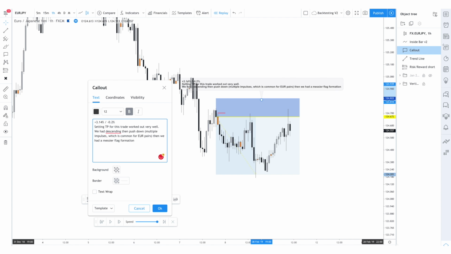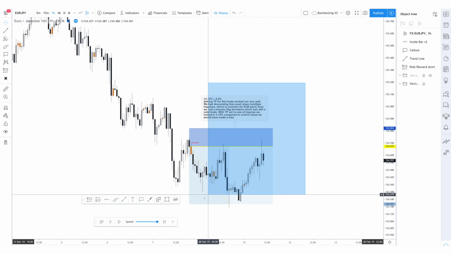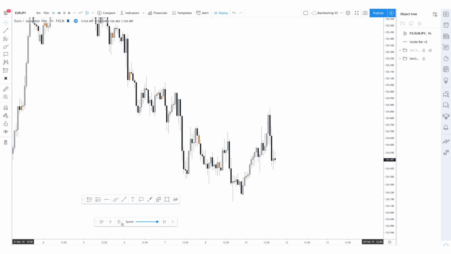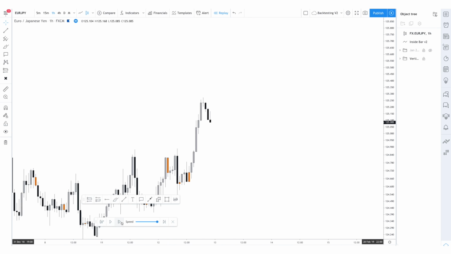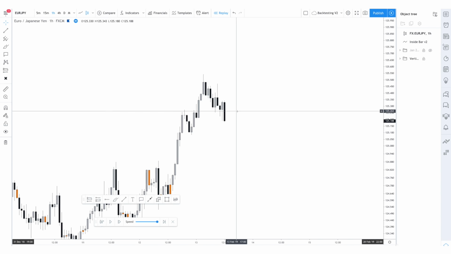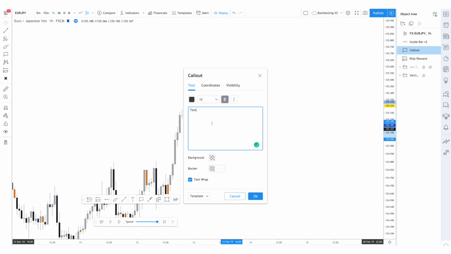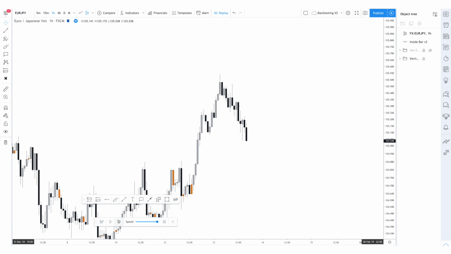Every time I write notes, I put it back into its folder in the object tree to keep the charts clean. So you can see here we start to push up, and I zoom in to see if we get the entry, and I'm looking at price, and here I set the entry, took the 1% loss.